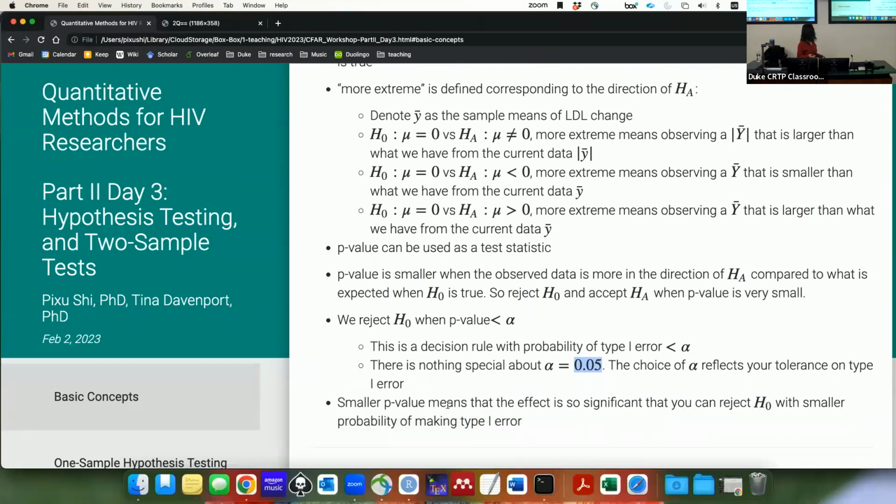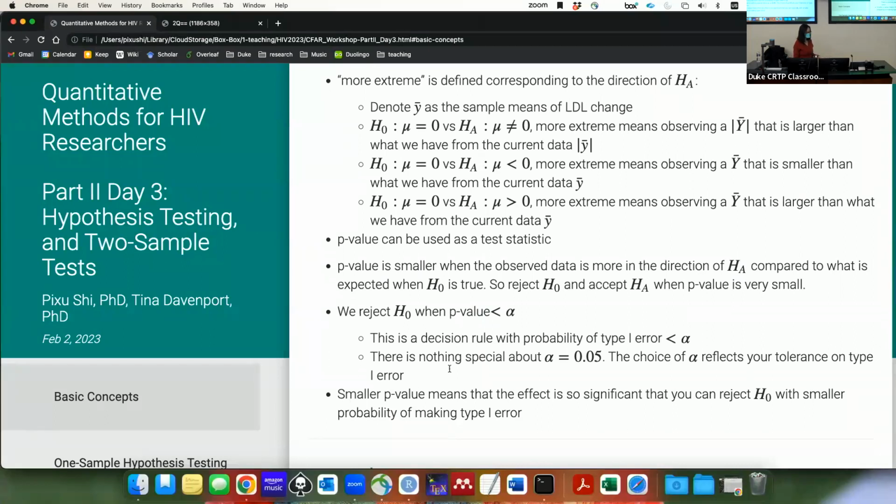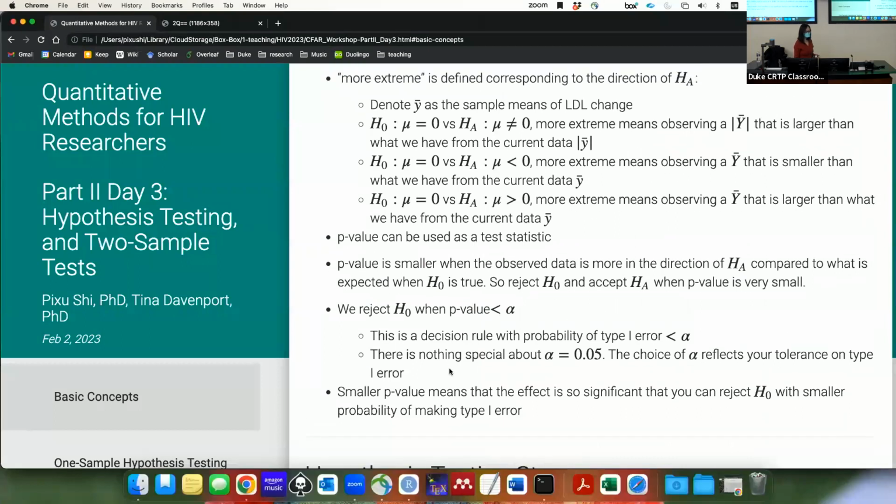So the p-value actually really just reflects your tolerance about the type 1 error. It means that when you have a small p-value, the evidence of the alternative is so significant that you can actually reject the null hypothesis with a type 1 error that's smaller than its p-value. The smaller type 1 error makes your rejection have a smaller probability of making a type 1 error. Any questions?